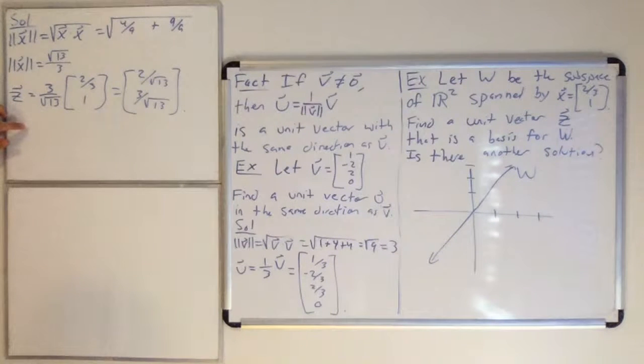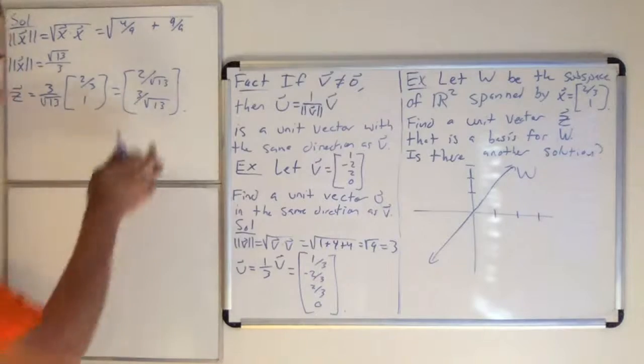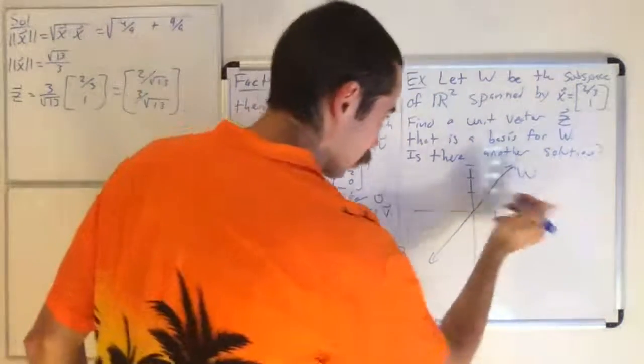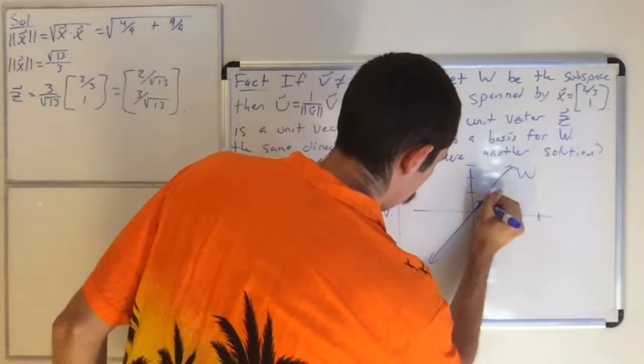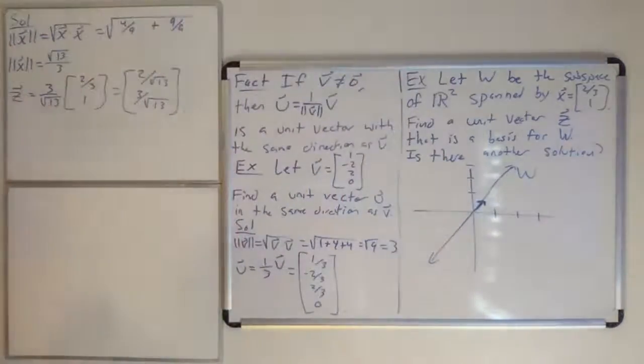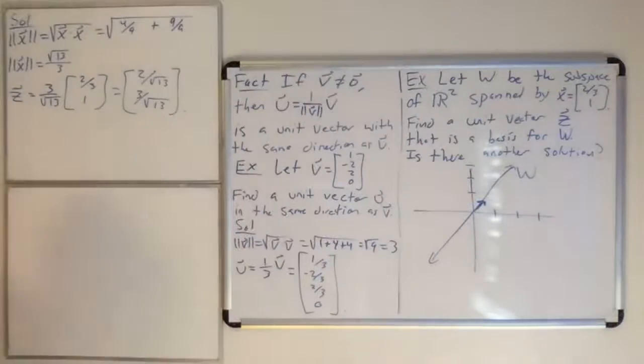But the second part of the question is, is there a second solution? Is there another unit vector that's also a basis for W? Or is there just one? Is this the only unit vector? So it looks maybe something like this. Is this the only unit vector that spans W?